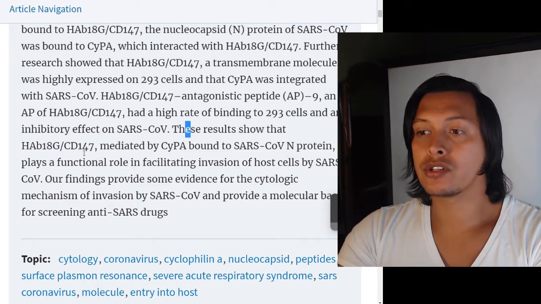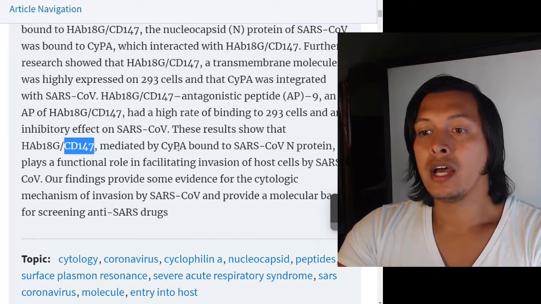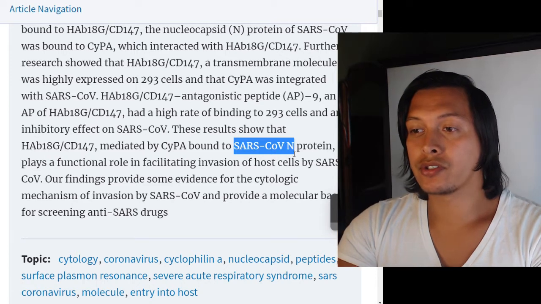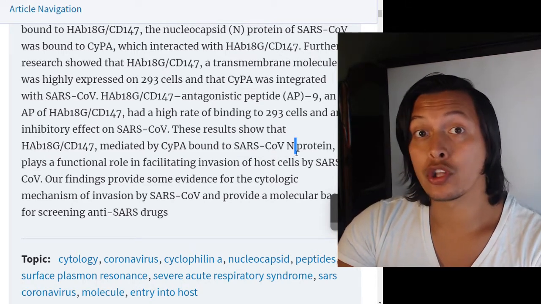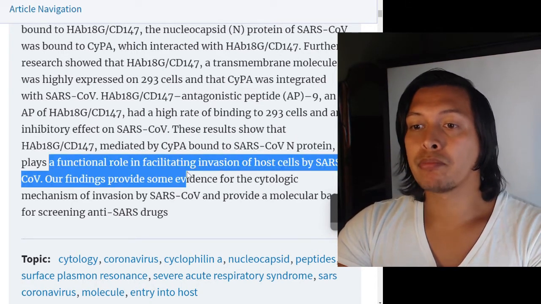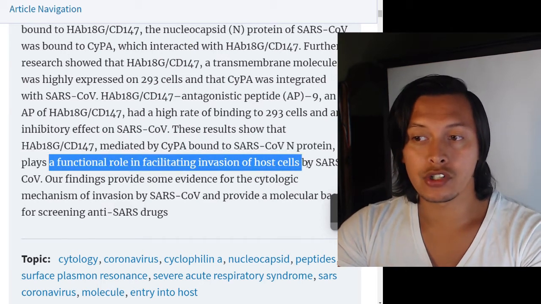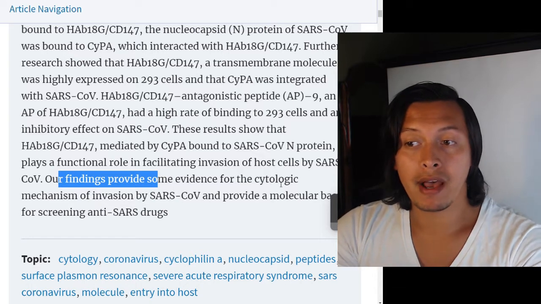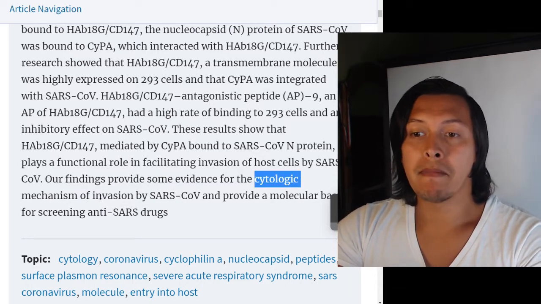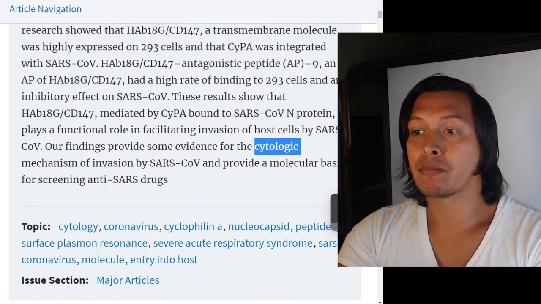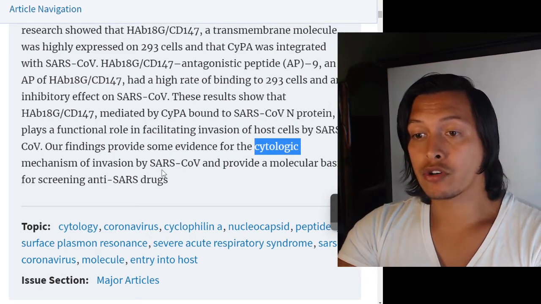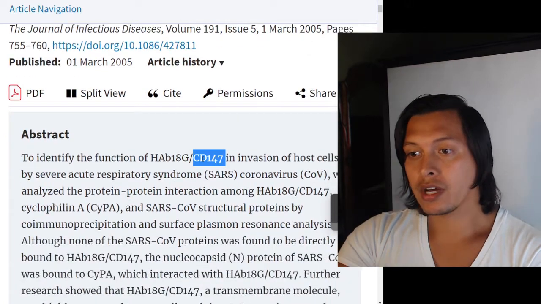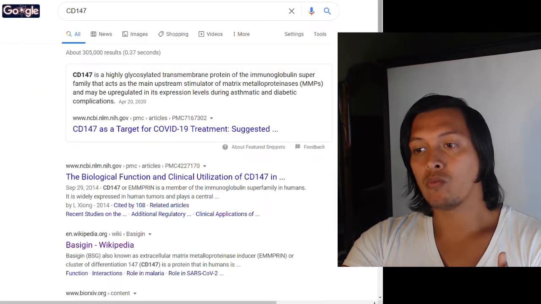So these results show that CD147, mediated by CYPA, bound to the SARS coronavirus N protein, or the nucleocapsid protein, and this plays a functional role in facilitating invasion of host cells by the SARS coronavirus. And our findings provide some evidence for the cytologic mechanism of invasion by SARS-CoV and provide a molecular basis for screening anti-SARS drugs. So what I want to do first is go over CD147.